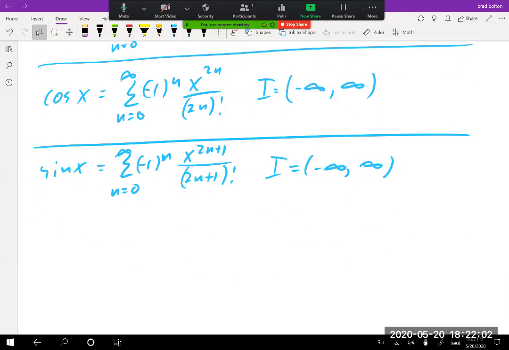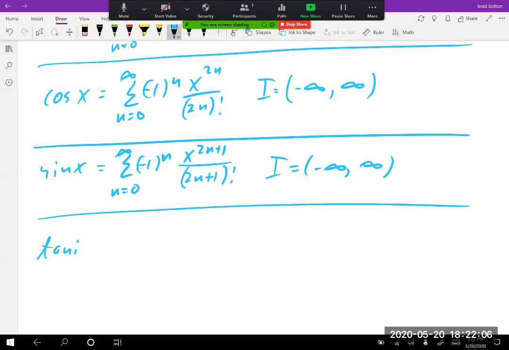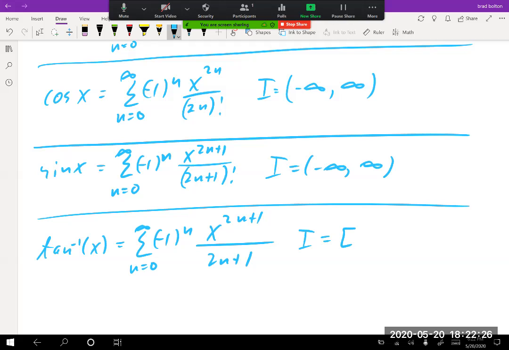And then we have arctan. Let me just finish writing this out for you guys. n equals 0 to infinity of negative 1 to the n, x to the 2n plus 1 over 2n plus 1, but no factorials. And this has an interval of convergence of the closed interval from negative 1 to 1.